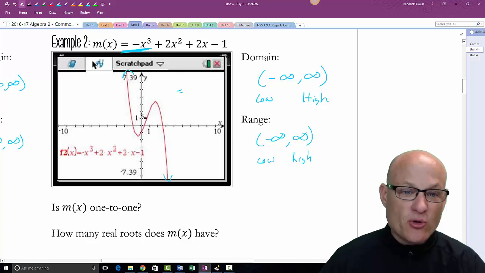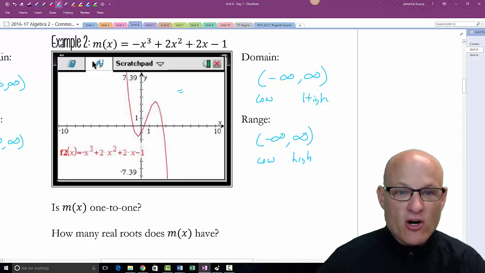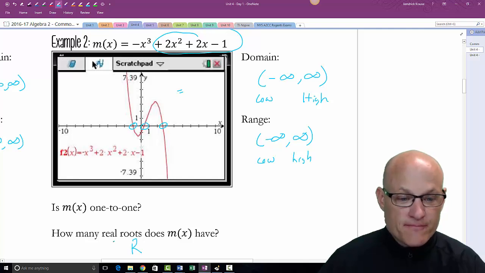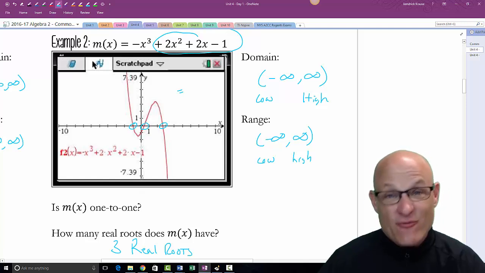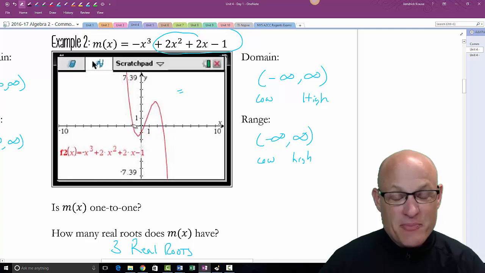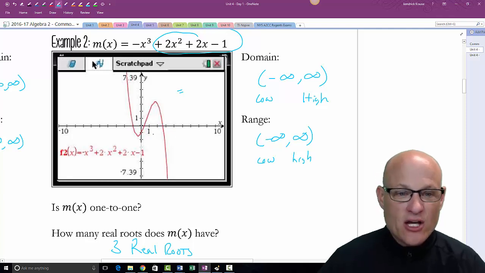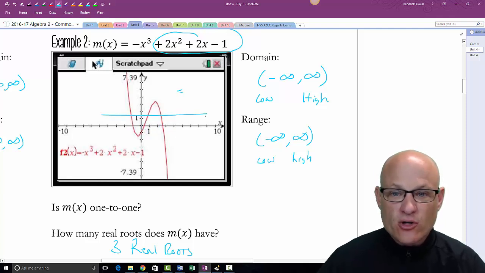Now this one is also of degree 3, but based on the characteristics of this one, it's going to pass the x-axis 1, 2, and 3 times. So this one has 3 real roots. Now, is it a one-to-one function? It is a function. It does, in fact, pass the vertical line test, but it fails the horizontal line test. So it is not a one-to-one function. So the answer is no in that case.